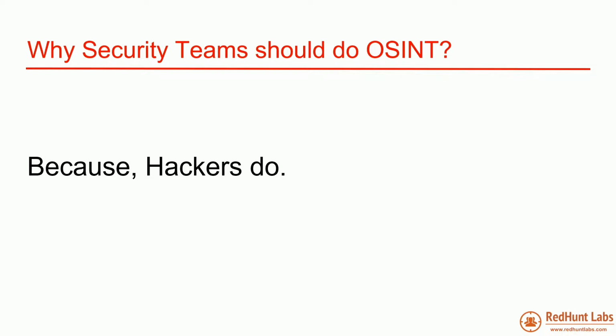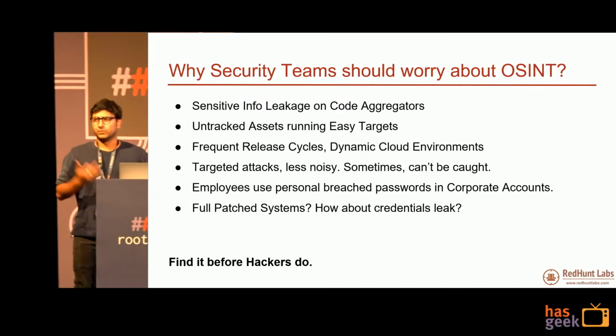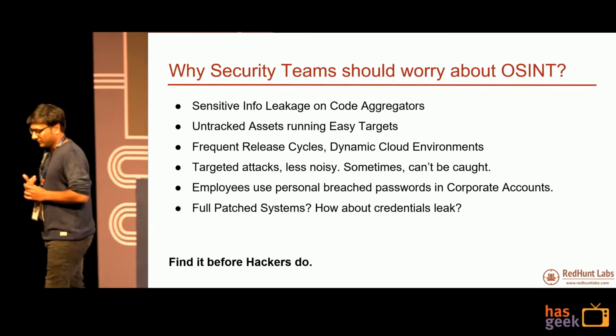Now why should security teams, defensive teams, do open source intelligence? Because hackers do, right? And because hackers can do this and use this information to attack you, as a security team, you should also do open source intelligence and be ahead of hackers in the game. Few more reasons, because people leak sensitive information on code aggregators like GitHub, Bitbucket. There are so many untracked assets which are running as easy targets. Most of them are legacy boxes like a.abc.com, example.abc.com, and most common, backup.example.com.